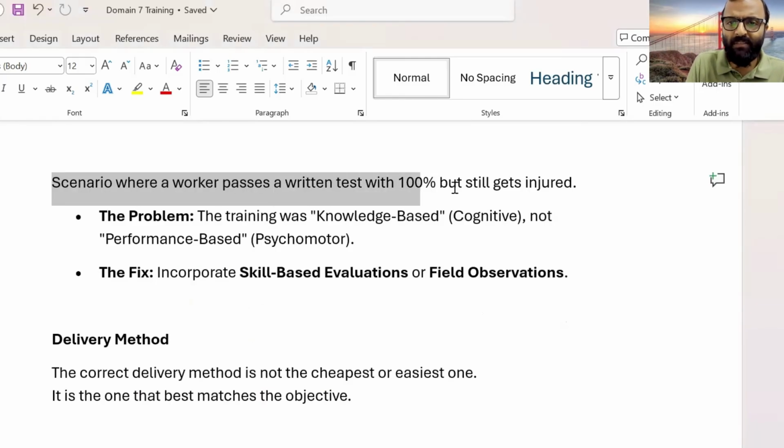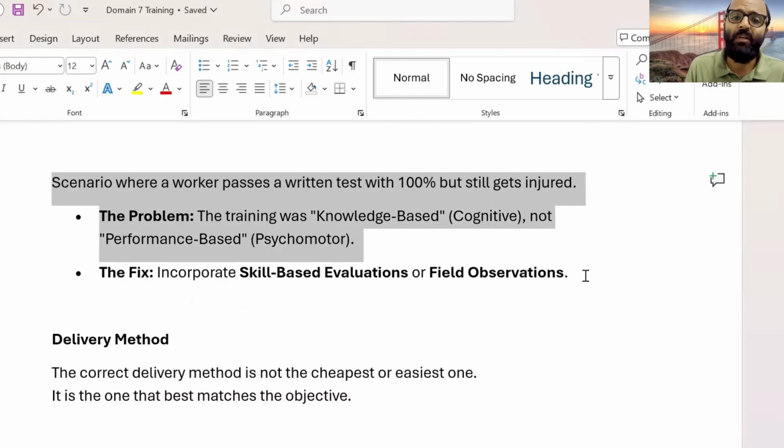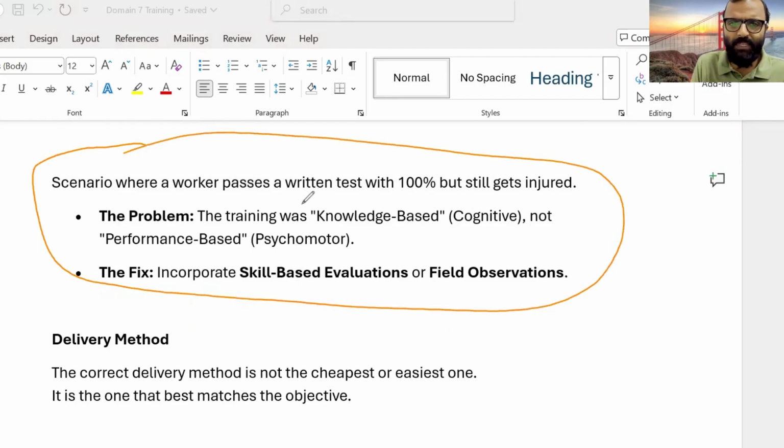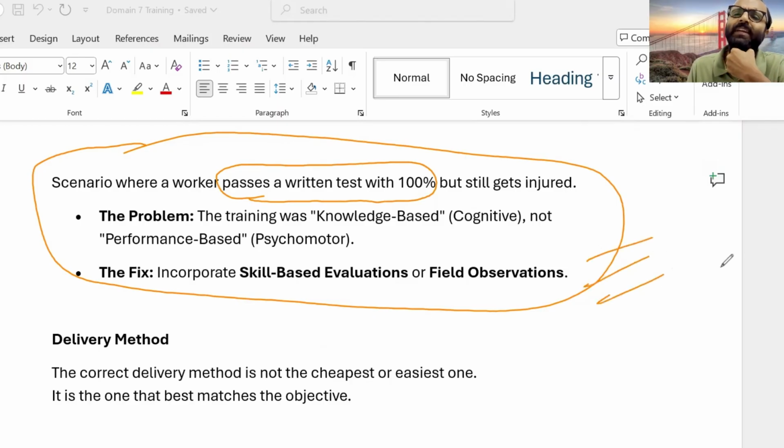Scenario: a worker passes a written test with 100% but still gets injured. The problem is the training was knowledge-based, not performance-based. Very important. We already told you, Kirkpatrick's model also explains this. The worker passed but still got injured because he was good in knowledge, but when it came to practical application, he failed. We can easily explain this with Kirkpatrick's model, but we will explain it later, in the 4th or 5th class.